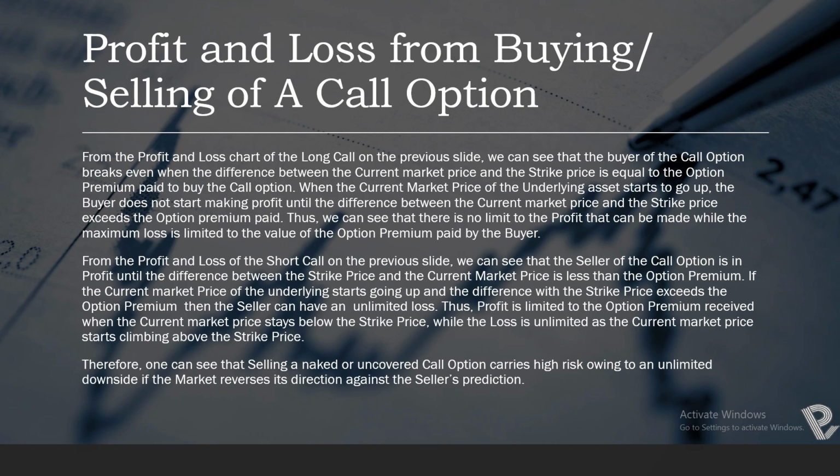Therefore, one can see that the selling of a naked option or an uncovered call option carries higher risk owing to an unlimited downside if the market reverses its direction against the seller's prediction.